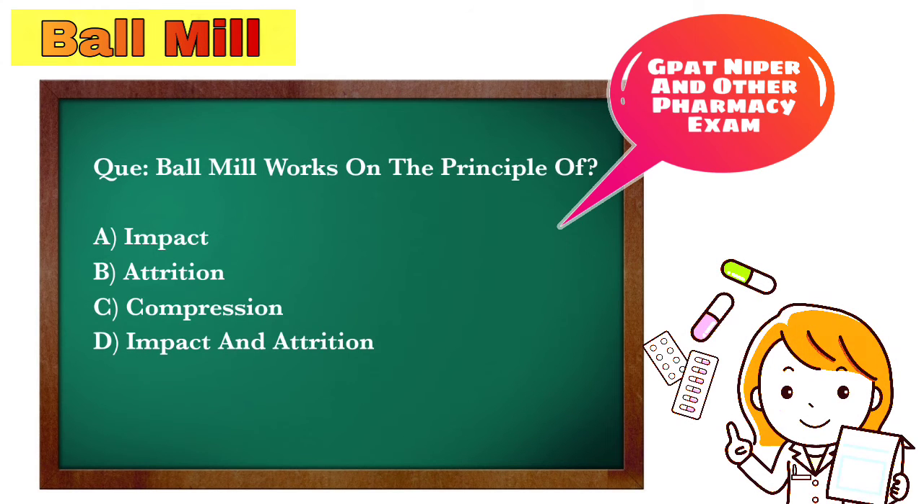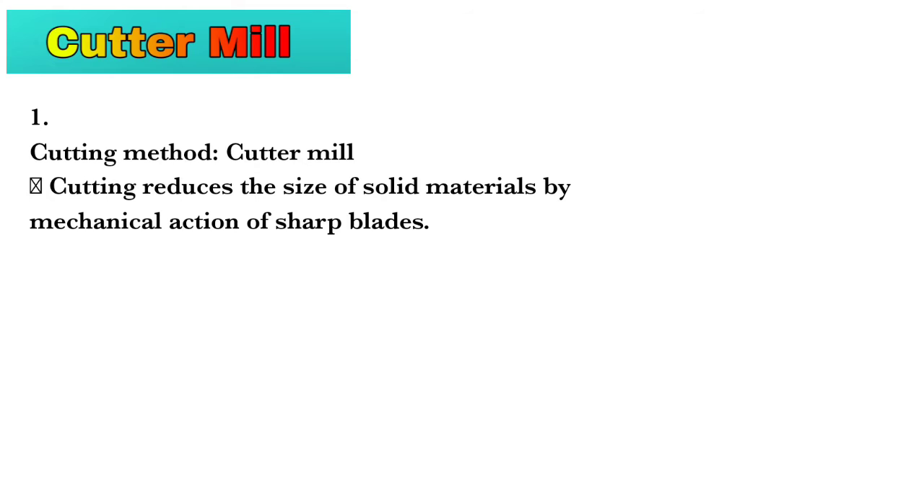In competitive examination, the question based on this topic that could be asked is: ball mill works on the principle of A. Impact, B. Attrition, C. Compression, and D. Impact and attrition. So the correct answer is option D. So let us move towards the next mill, that is cutter mill.